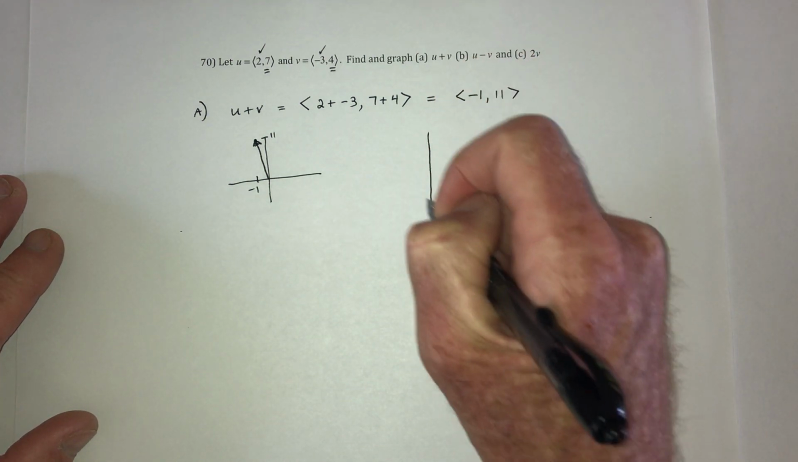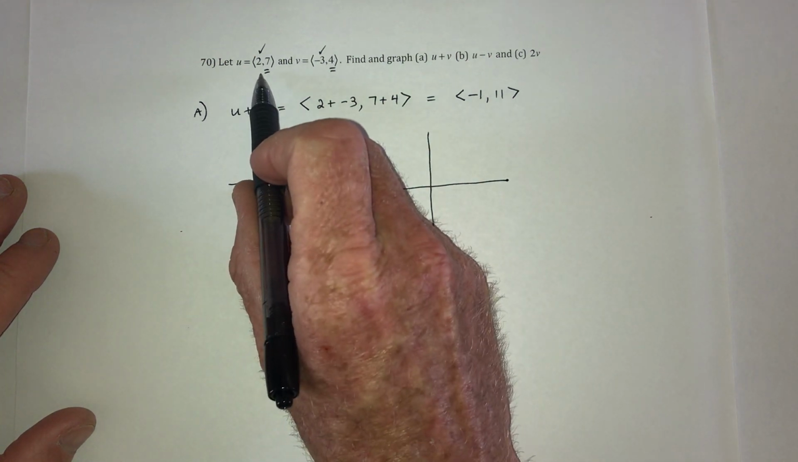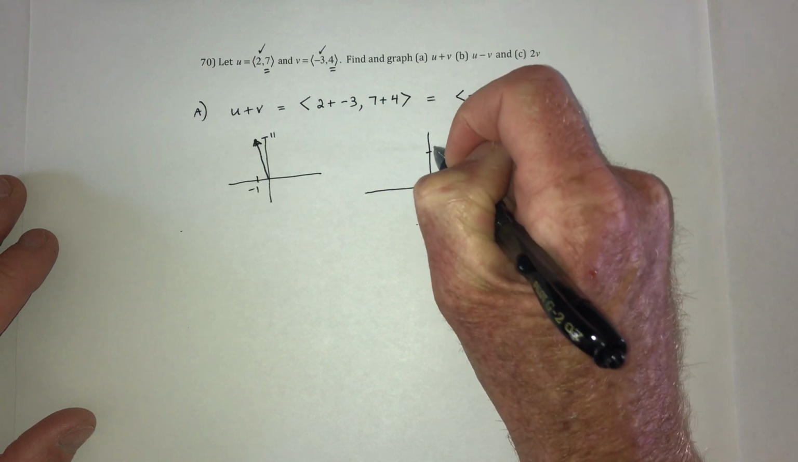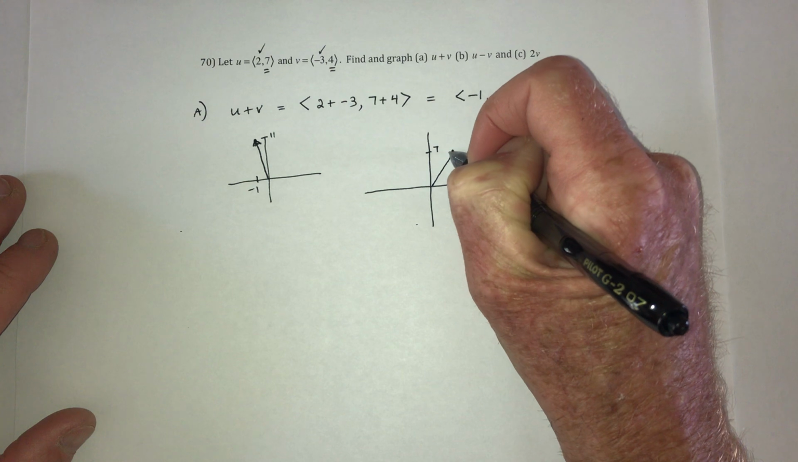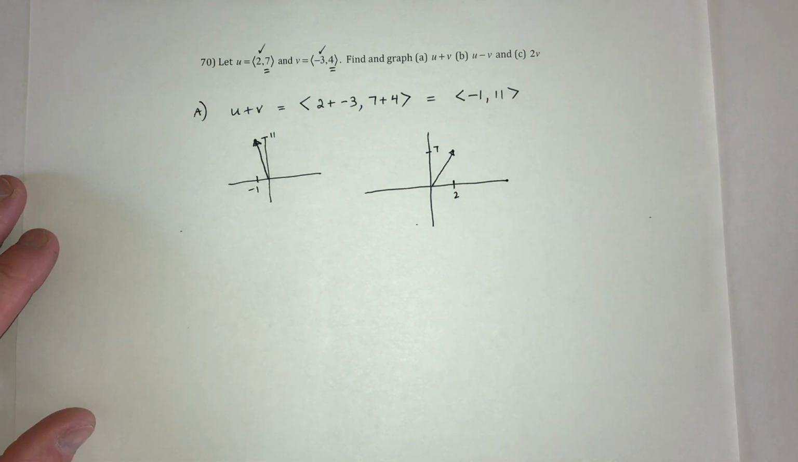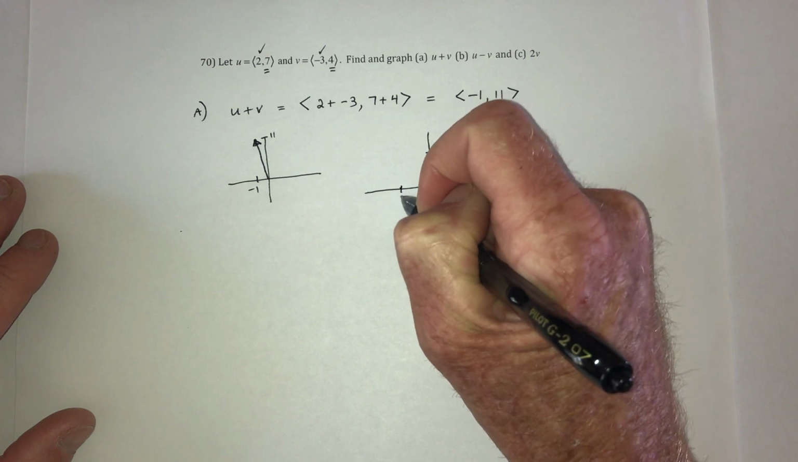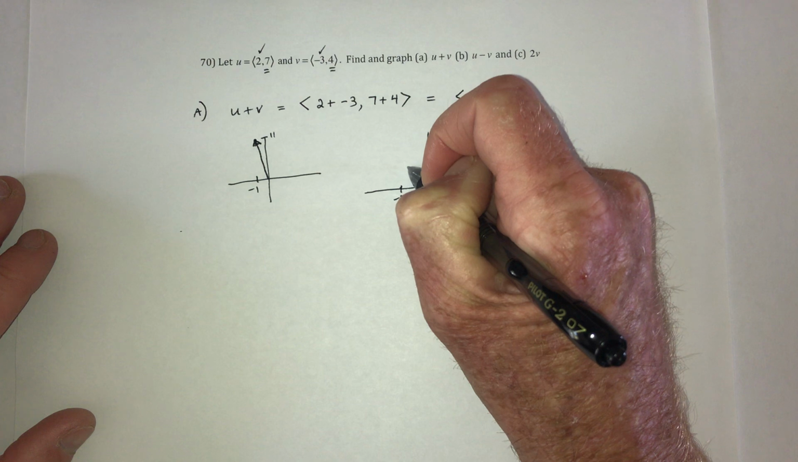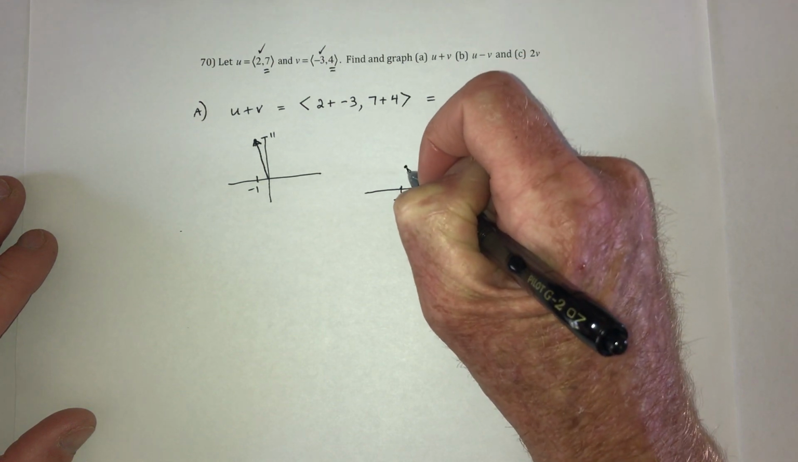There's actually another way to get the same answer, and that is you graph these original vectors. So 2, 7, put a dot, make an arrow. So that's U. And then V is negative 3, 4, put a dot, and then an arrow.